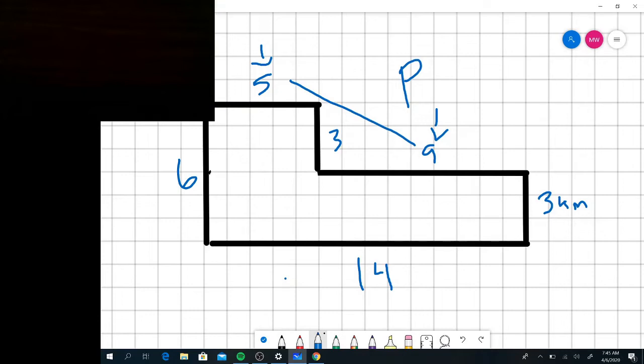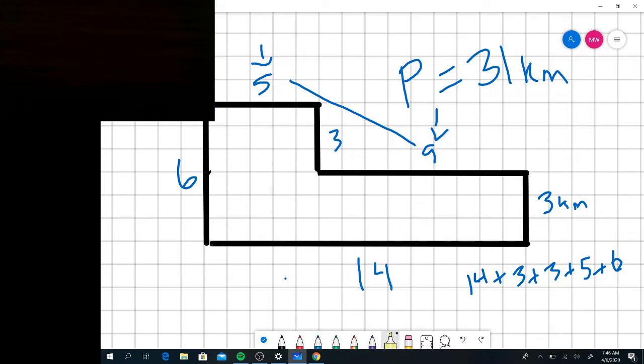So we could add all those together. 14 plus 3 plus 3 plus 5 plus 6. 14 plus 3 is 17, plus 3 is 20, plus 5 is 25, plus 6 equals 31 kilometers. So nice and simple, our perimeter, the fence going around that whole huge property, would have to be 31 kilometers of fencing. So what about our area?